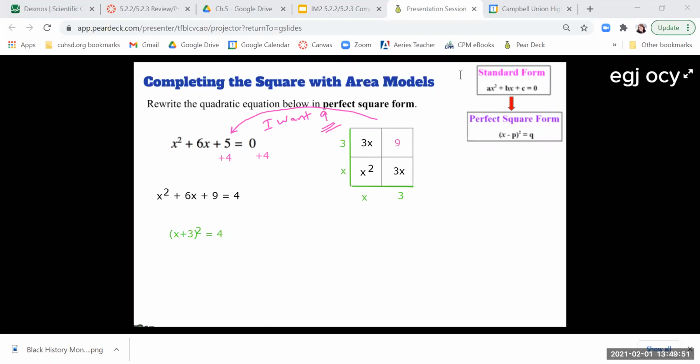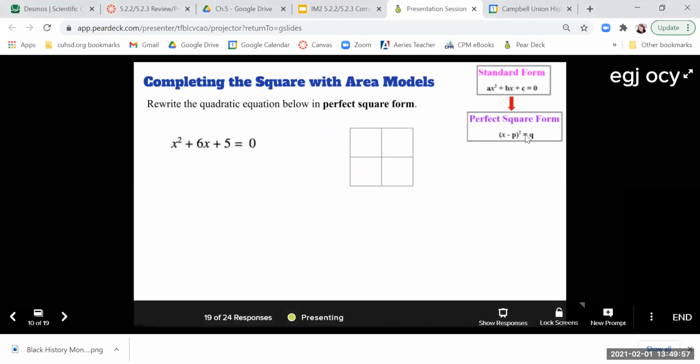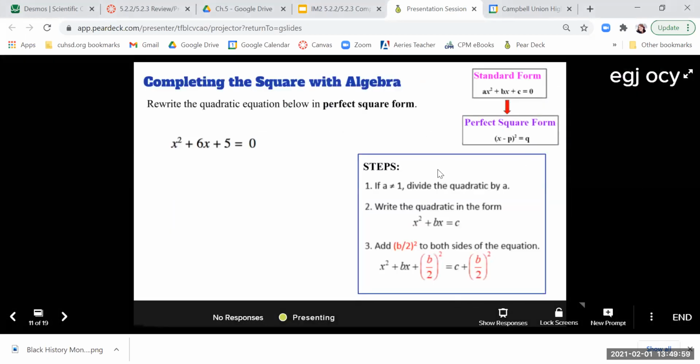Okay, now I'm going to clear and we're going to do one last method. There's one more method I want to show you, and it has to do with an algebra sort of process. So here we're completing the square with algebra. Again, it's the same problem. This is a little more abstract, but once you start seeing this pattern, it will save you all the extra drawings.